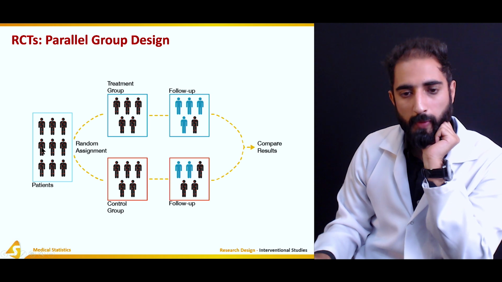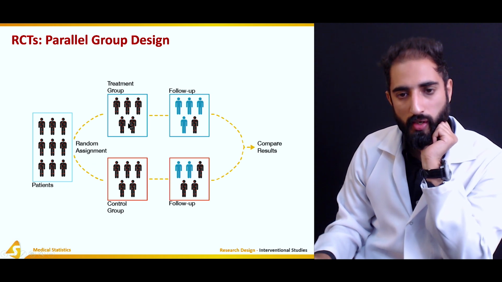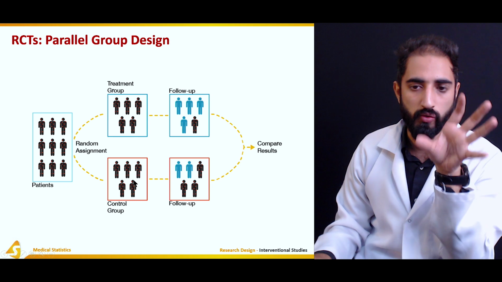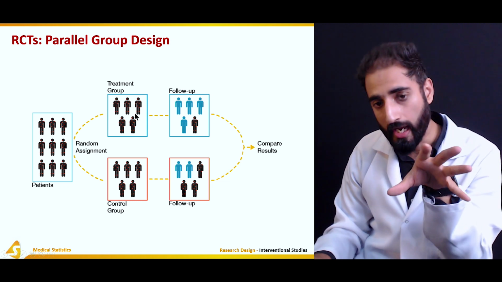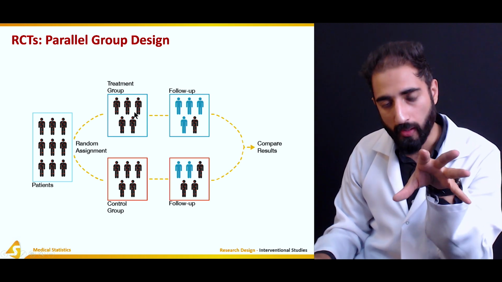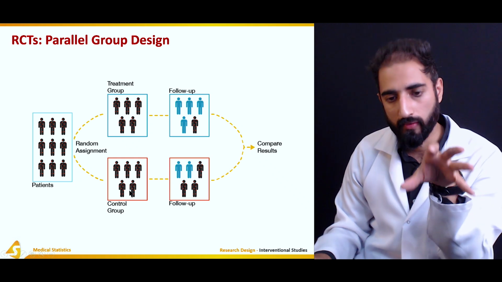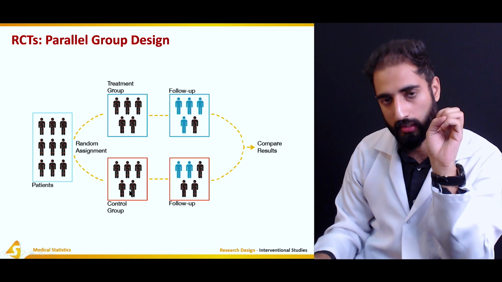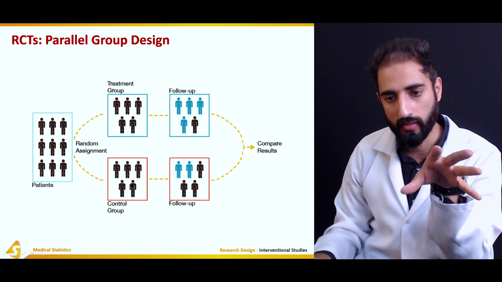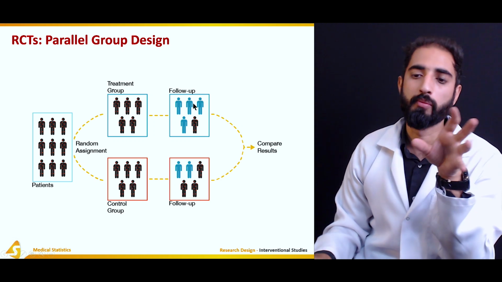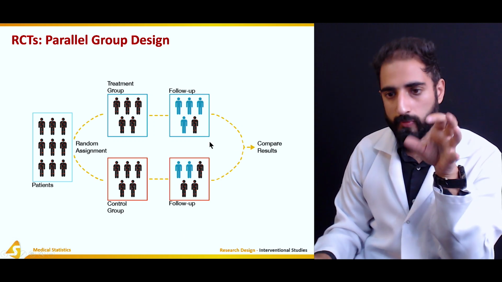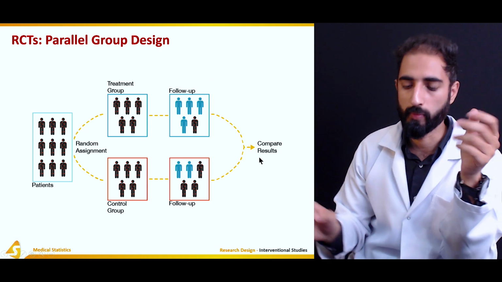So here are the patients. By random assignment, 5 patients went to the treatment group and 5 patients went to the control group. They stayed in that group and received the experimental treatment or the control or basic treatment. And at the follow-up, the outcome measurements were taken from both the groups and the results were compared. So this is parallel group design.